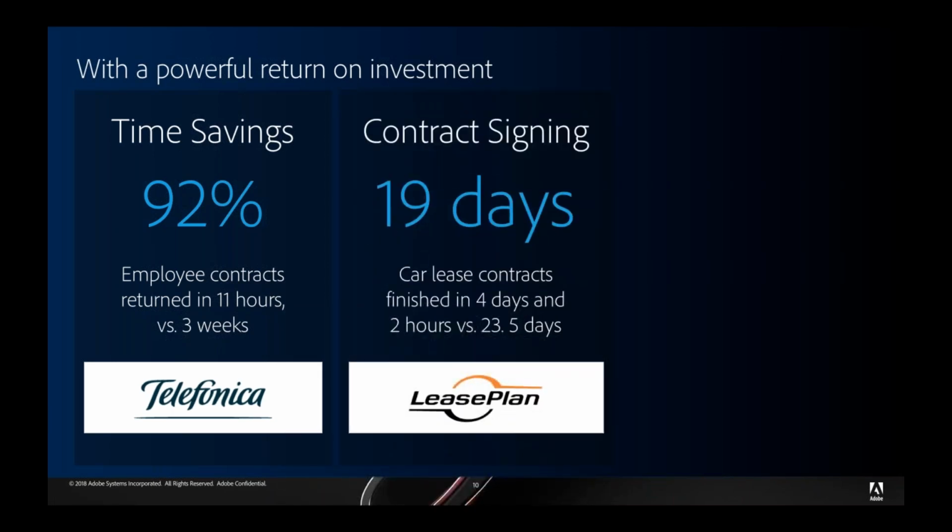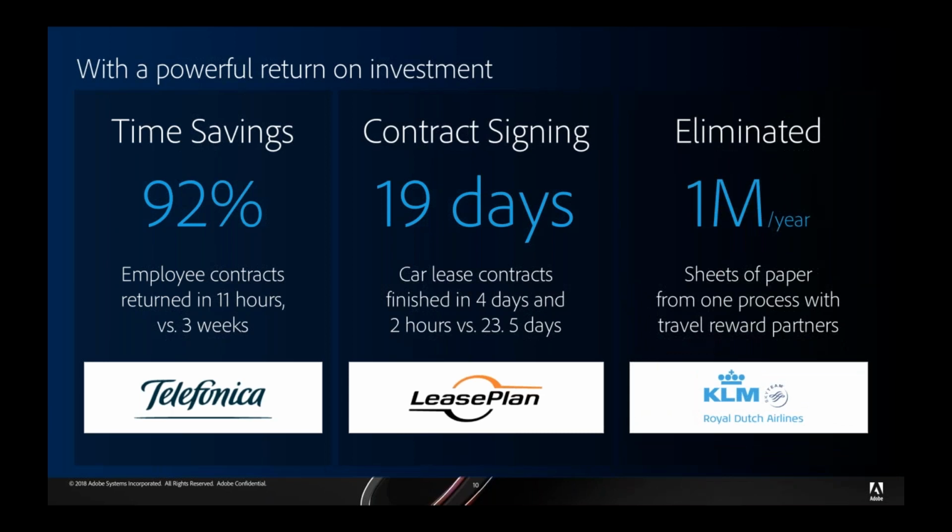Let's see, LeasePlan. So this is a Dutch company. They manage 14 million vehicles in 32 countries, so they have a lot of presence all over the place. Average contract completion time of 23.5 days. They cut 19 days off the cycle, but then they also reduced a lot of paperwork burden. And again, giving salespeople time back to work with more new customers is a critical benefit.